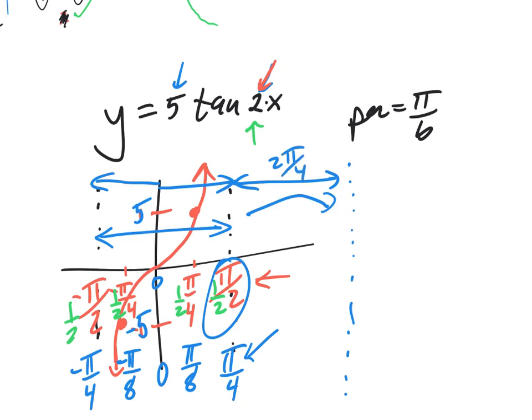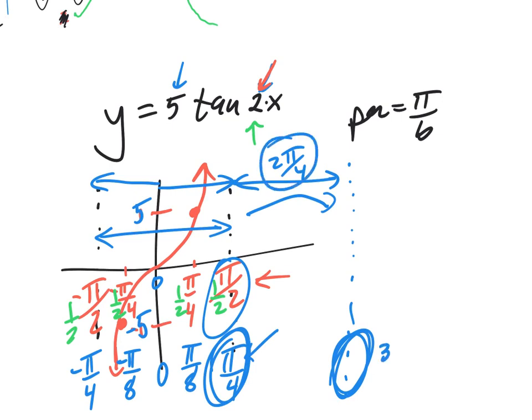Now, why are you not saying pi over 2, Mr. Server? That reduces to pi over 2. Because I have pi over 4 here, so when's the next asymptote going to be? I'm going to add 2 pi over 4, and that makes it 3 pi over 4.